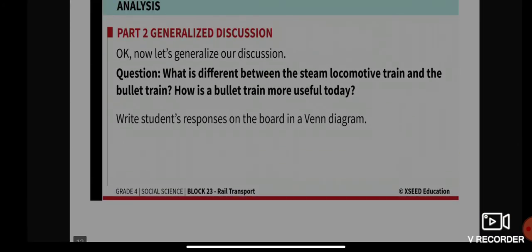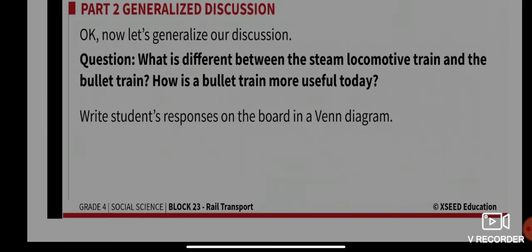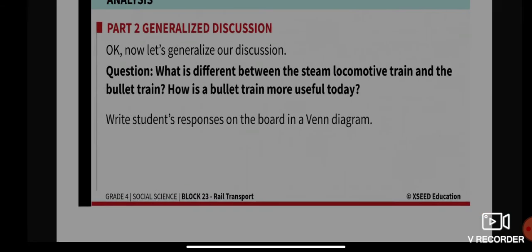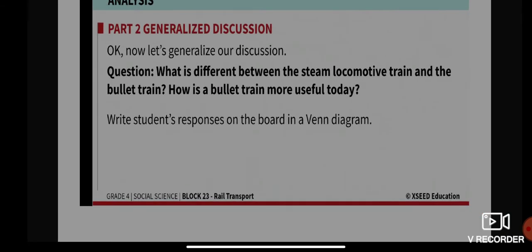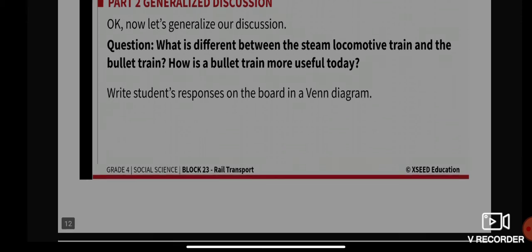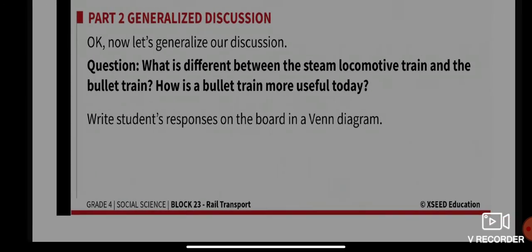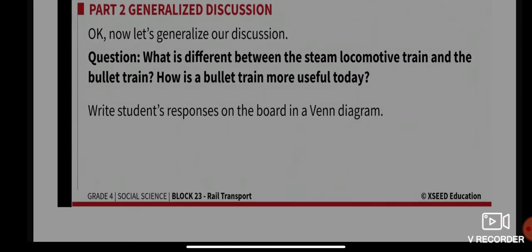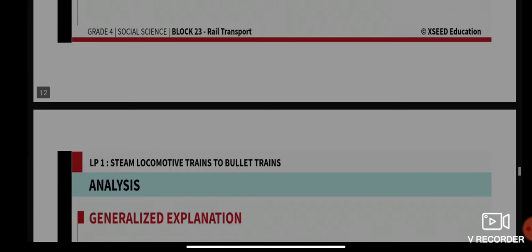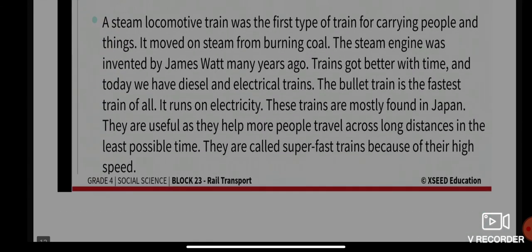The next question: what is the difference between the steam locomotive train and the bullet train? How is a bullet train more useful today? So as we have discussed and learned, what is the difference between the steam locomotive train and the bullet train, and how is the bullet train more useful today? Okay, so listen here.